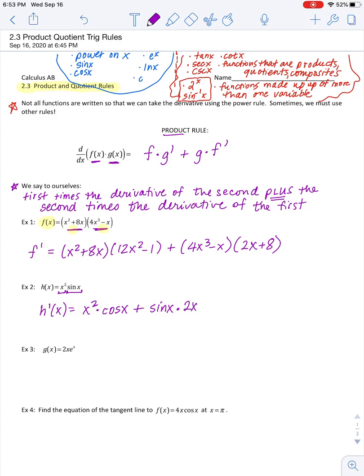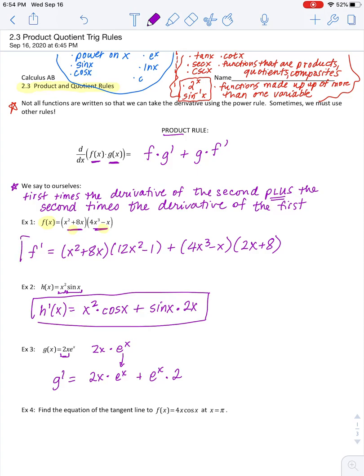The end. Example 3, I have to identify 2x. I'm going to group that as the first term, and then think about e to the x as the second function. My derivative is the first times the derivative of e to the x, which is just e to the x, plus the second function times the derivative of 2x, which is just 2. So these unsimplified answers here are what I am interested in right now.